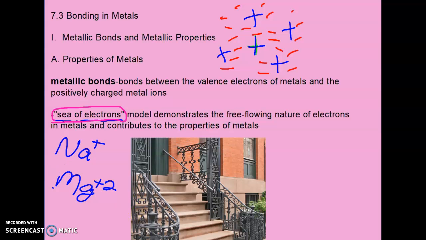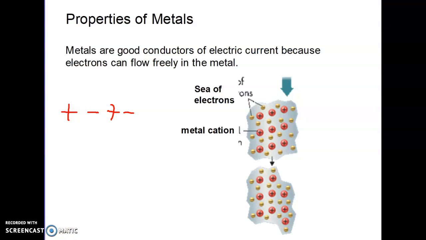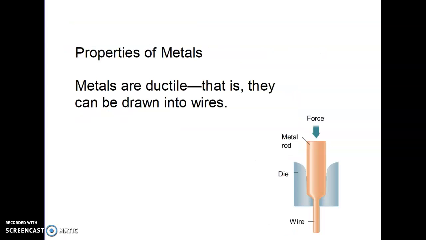Because of that, we have specific properties in metals. For example, metals are good conductors of electrical current because electrons can flow freely through metals. And that has to do with the fact that these electrons are moving and being shared around all of these positive ions of metals. By the way, I want you to be writing this stuff down, so please take notes with this.